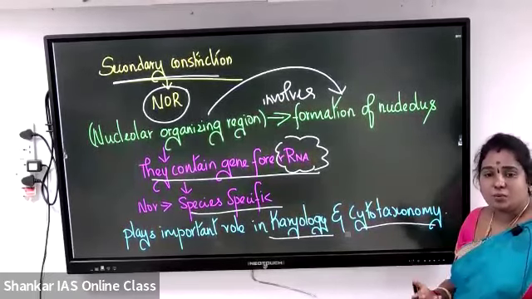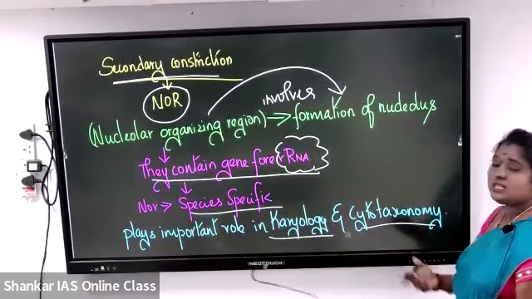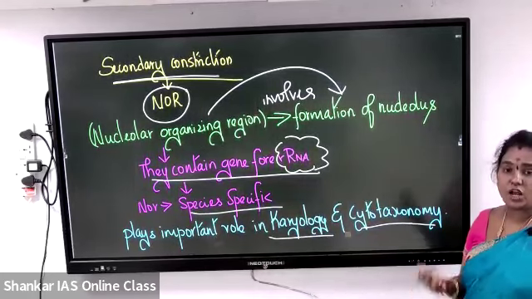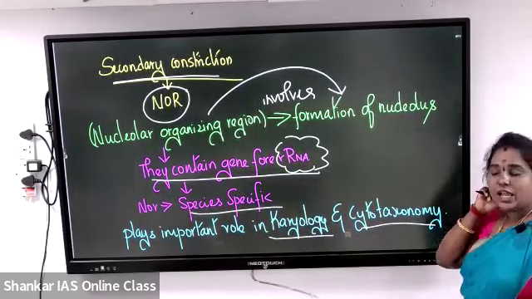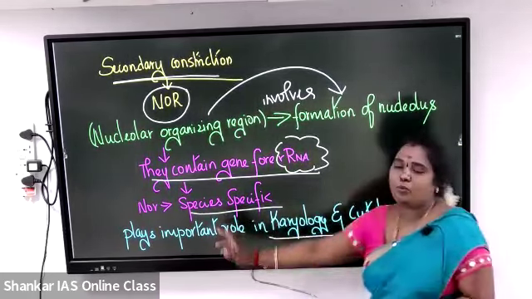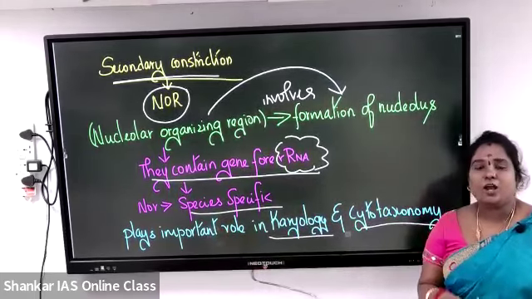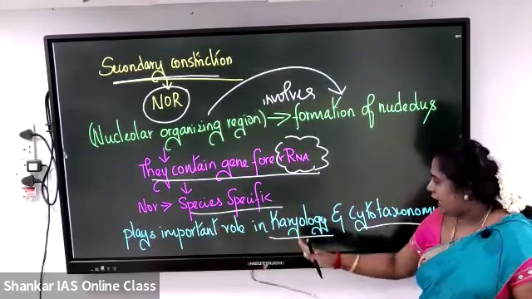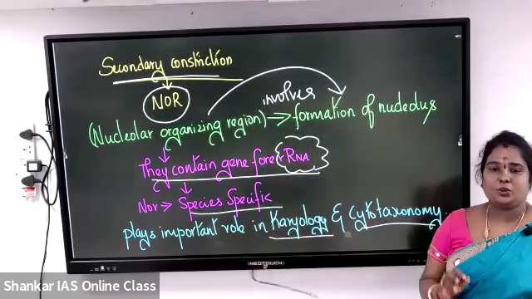Cytotaxonomy. What is cyto? It means cell. Taxonomy means studying different classifications. How could you classify a cell? With the help of both, you could study the NOR. With the help of NOR, you can have a detailed idea of karyology as well as cytotaxonomy.